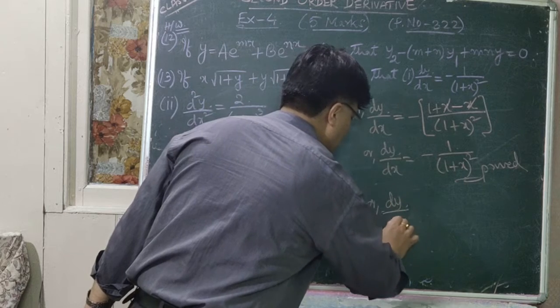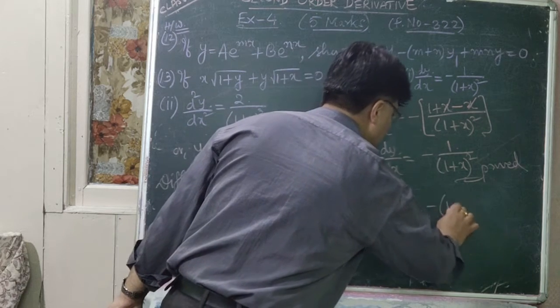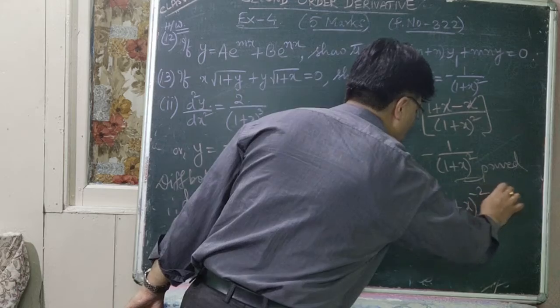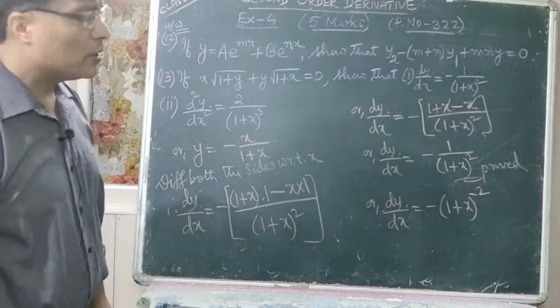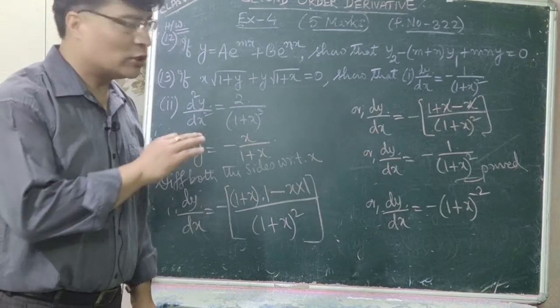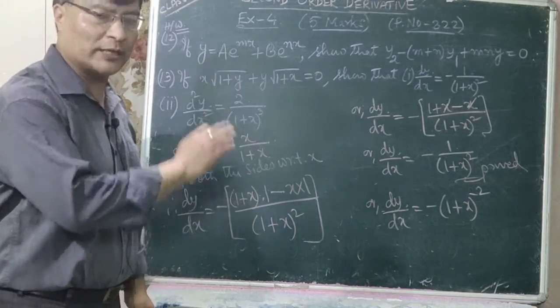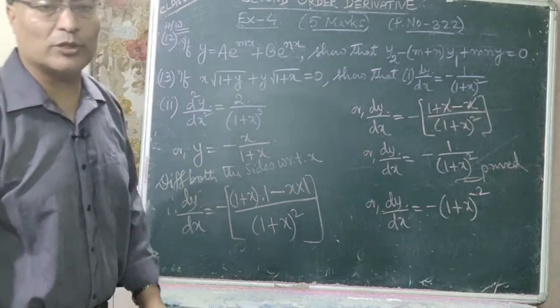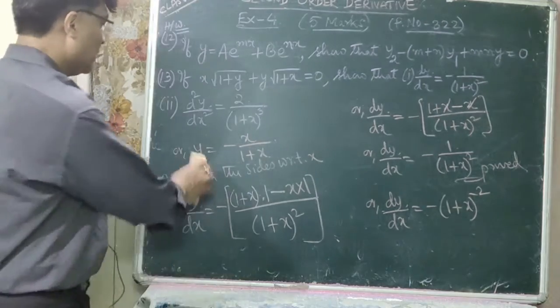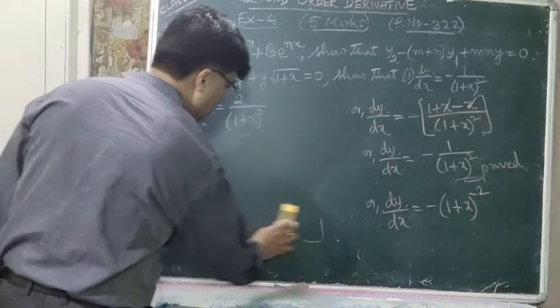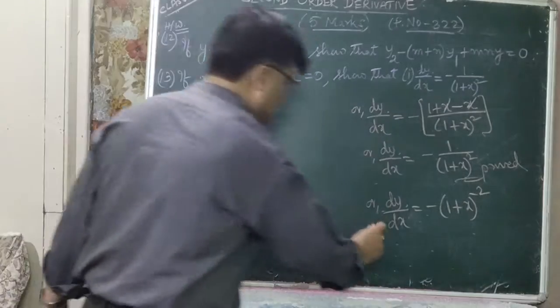So it is dy by dx is equal to minus 1 plus x whole to the power minus 2. Before differentiation, you have to simplify the right hand side. You take the denominator to the numerator, so it becomes 1 plus x whole to the power minus 2. Now let us differentiate again both the sides with respect to x.